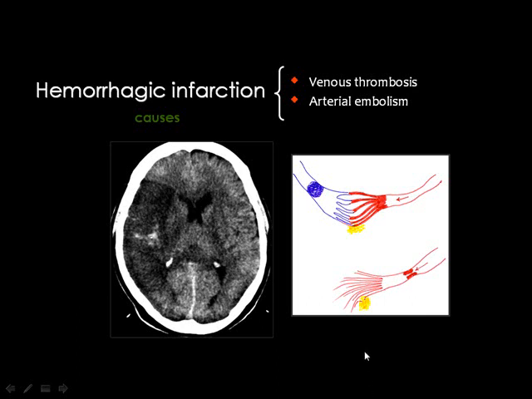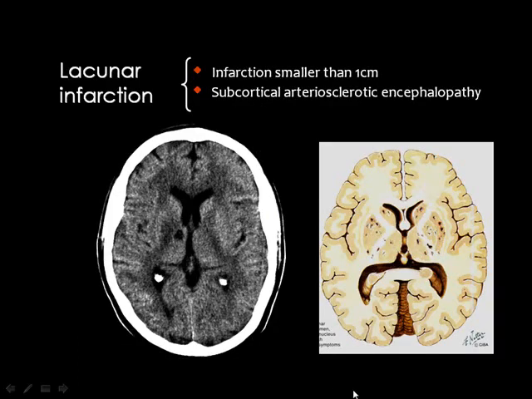The diagnosis of hemorrhagic infarction is not important in itself, but it is very important in the underlying cause. Whenever you see a hemorrhagic infarction, you should look for the dural venous sinuses for thrombosis, or the cardiac condition of the patient for the source of emboli.